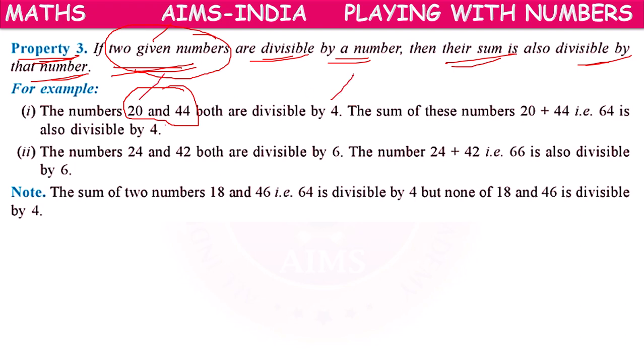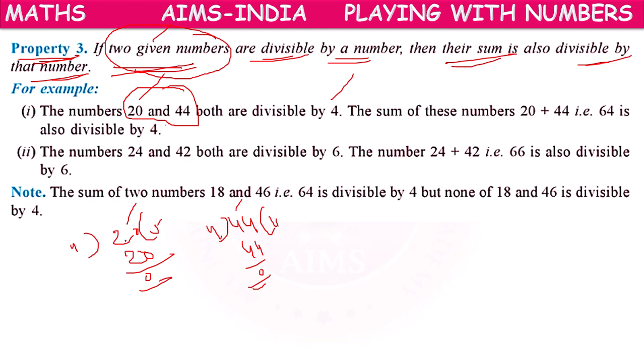20 is divisible by 4, 4 times 5 is 20. 44 is also divisible by 4, 4 times 11 is 44. Means two numbers, one is 20, another one is 44. They are divisible by the same number 4.